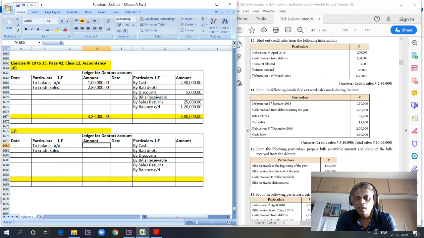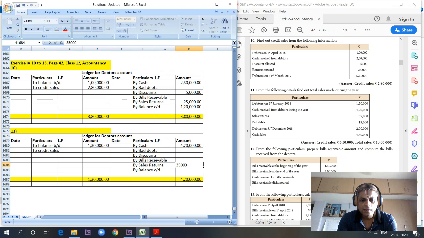From the following details, find out the total sales made during the year. So debtors as on 1st January 2018, 1,30,000. Cash received from debtors during the year 4,20,000. We have sales return 35,000. We have bad debts 15,000. Then we also have debtors as on 31st December 2018, which is 2 lakhs. And then cash sales is 4,60,000.